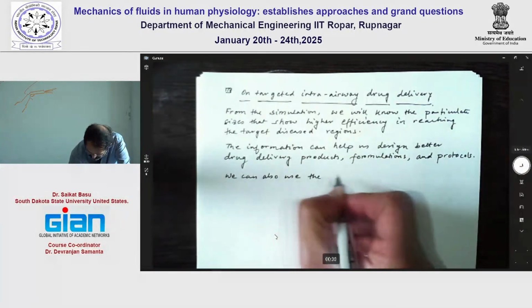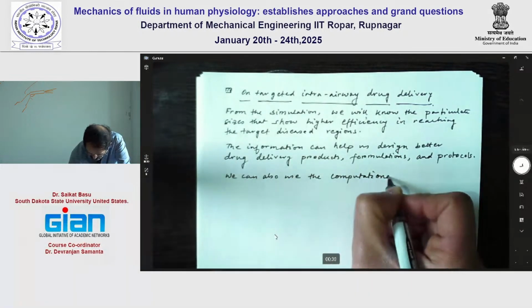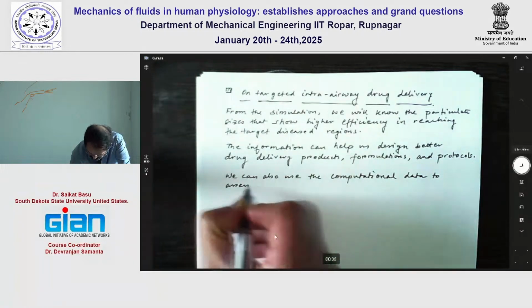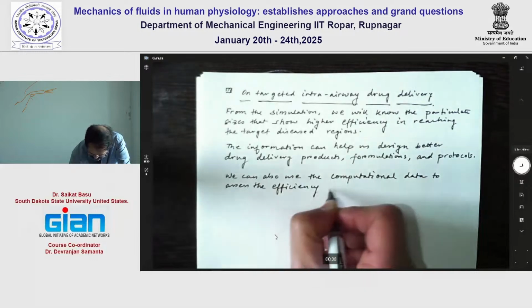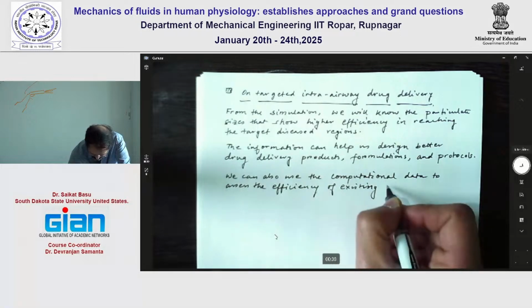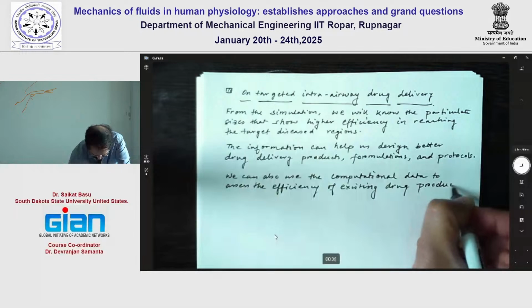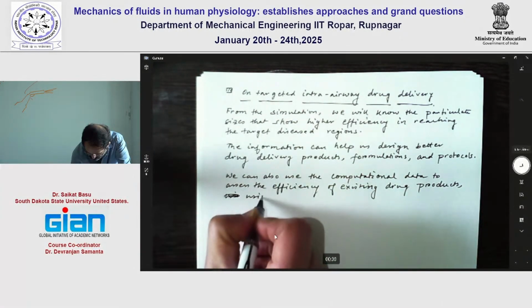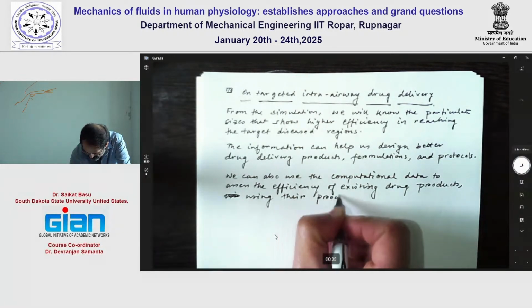the computational data to assess the efficiency of existing drug products using their product parameters.